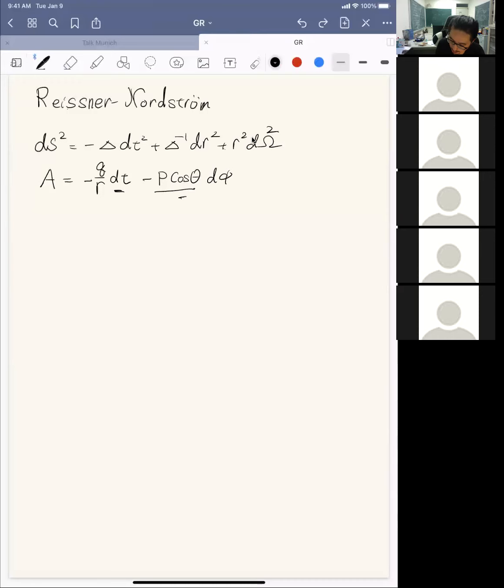If you have a magnetic charge, this will be like a monopole black hole. If Q equals 0 and P is non-zero, this will be like a monopole black hole.